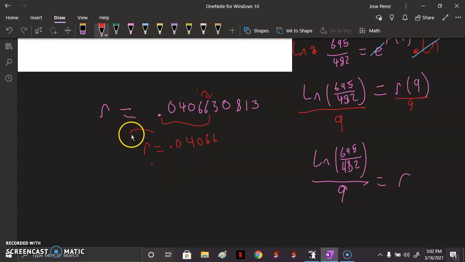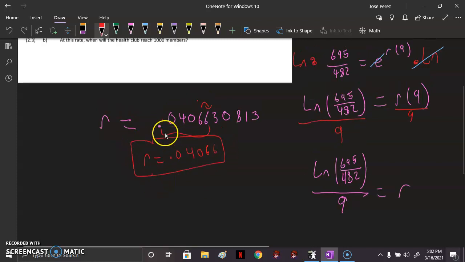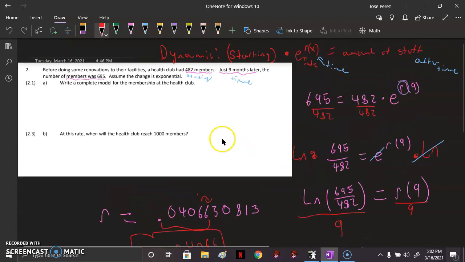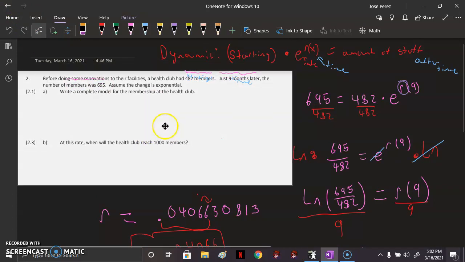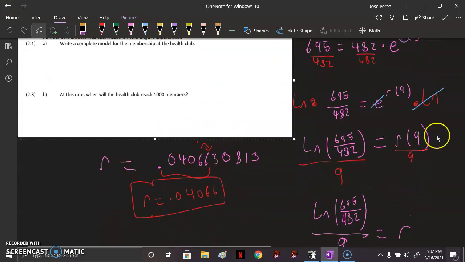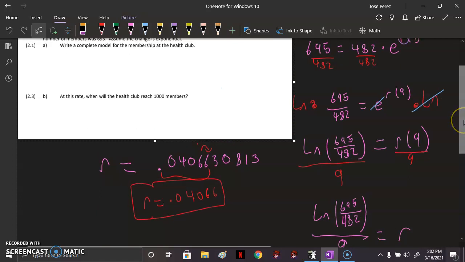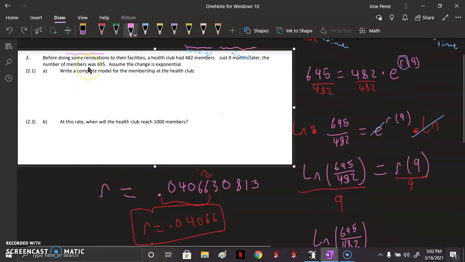And this is our R value. And then we go back and create our model. Let me see if I can move this down. And after this, we're going to use A. It says write a complete model for the membership of the club. And our model is, let's see if the pink matches. I'm going to use something contrasty to make it easier to read.